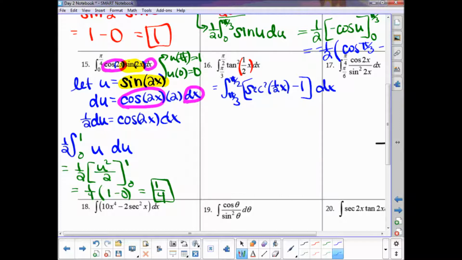I'll let you guys do that as part of your homework. But that is our setup for it. Are we good with that? Are we good with what happened there? Any questions? Okay. I think I want to take a look at number 23.